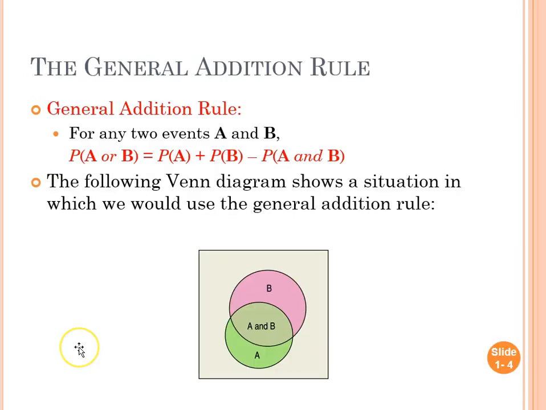So now we've made our addition rule a little bit more complicated because we've added this third term to it. We can no longer just simply add probabilities together. But again, if we're dealing with disjoint events, ones that can't occur at the same time, the probability of A and B is going to be 0 for those disjoint events. And that's why that basic addition rule worked for only disjoint events.